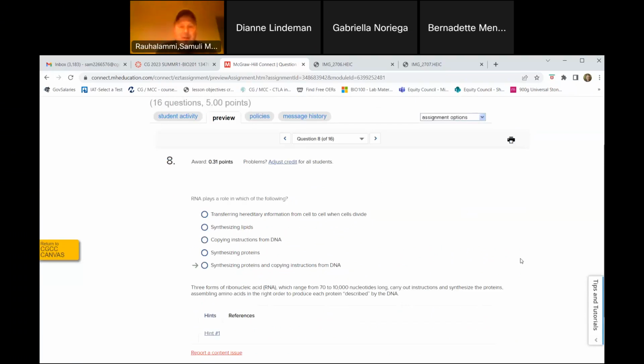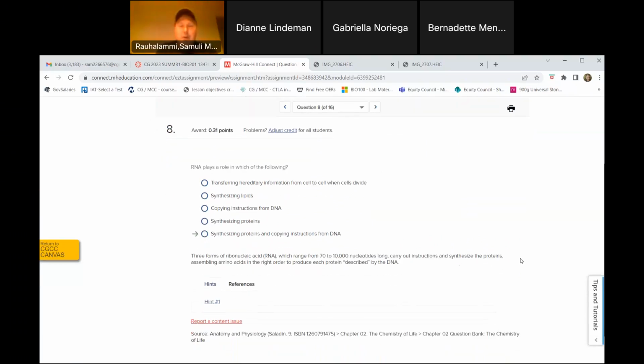Let's have a look at the next one. RNA plays a role in which of the following? RNA plays a role in synthesizing proteins and copying instructions from DNA.